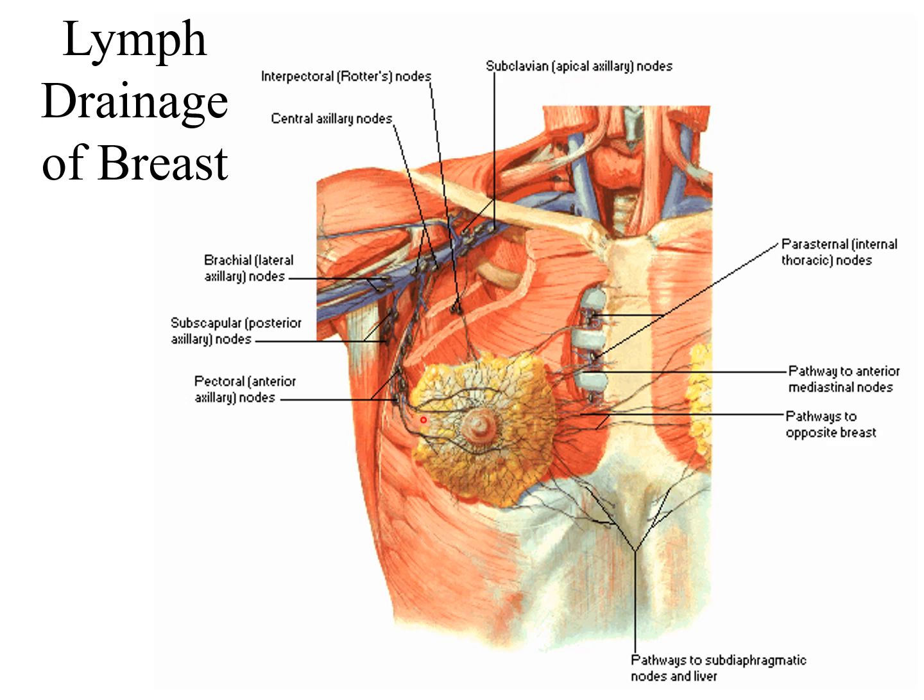So from the lateral quadrant to the pectoral or anterior group of axillary lymph nodes, from anterior to the central, and from central to the apical. The medial half is, as we know, draining to the parasternal or internal thoracic nodes.